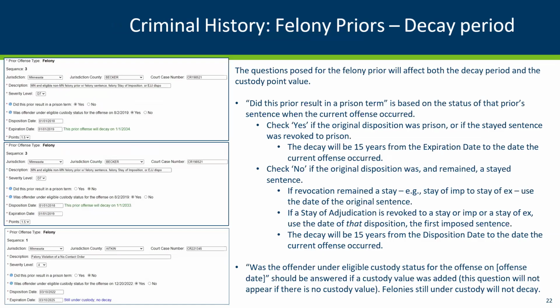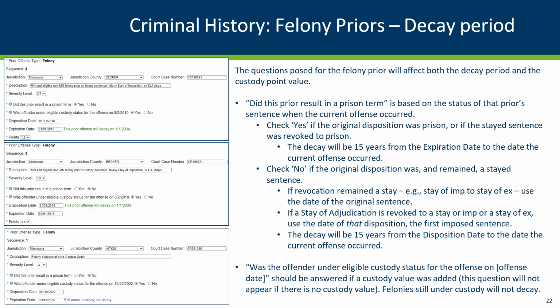The next question that pops up is a prison question. Did this person go to prison? And that is the question that's important, because that determines how the offense will decay. So if it was yes for prison, you can see that it will decay off of the expiration date. So it's 15 years from the expiration date of the prior sentence, which includes everything: the term of imprisonment, the supervised release period, and any conditional release period.